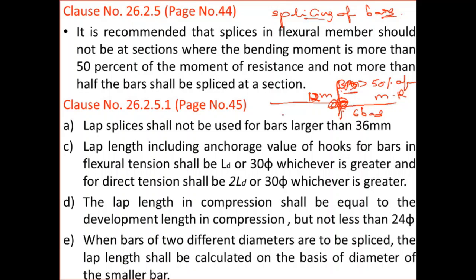can be spliced. Then the remaining conditions for splicing are: lap splices shall not be used for bars larger than 36 mm. Okay, if the bar is larger than 36 mm, we should not do the lap splicing. Then lap length including anchorage value of hooks for bars in flexural tension shall be Ld or 35φ, whichever is greater. Okay, so now if you take the flexural tension, if the bars are placed in flexural tension, then the length of splicing should be the maximum of Ld or 35φ.